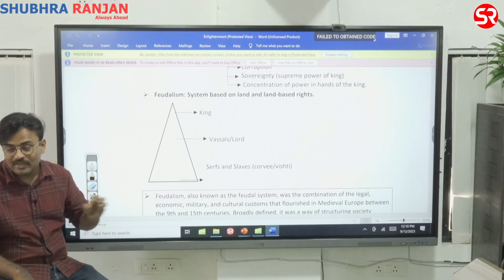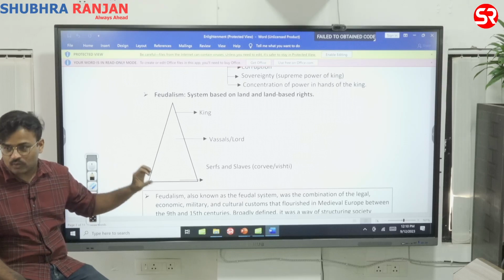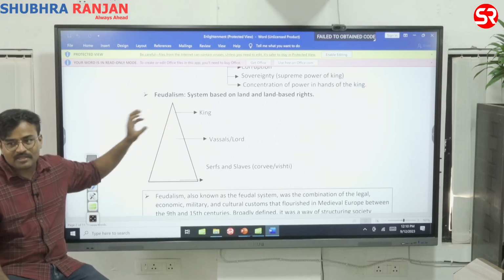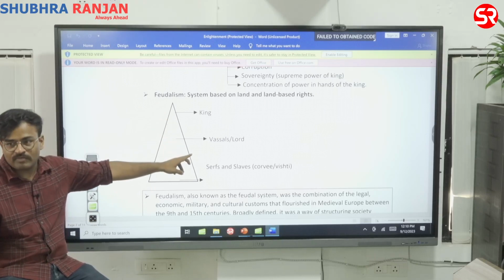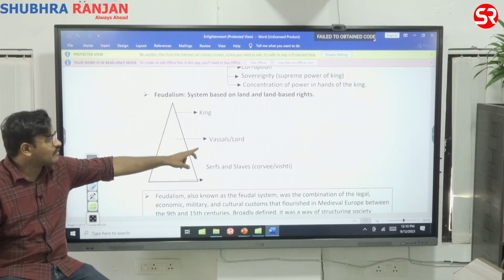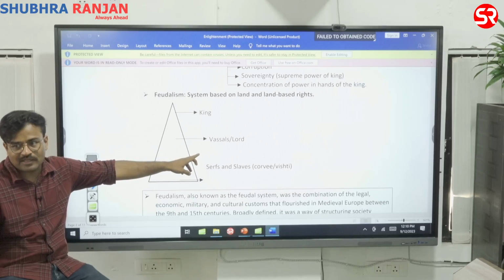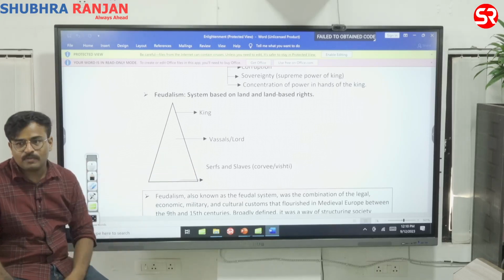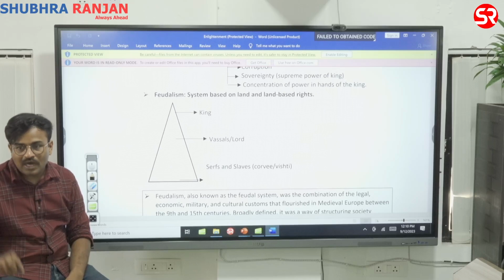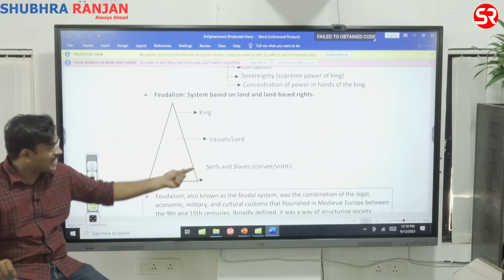So here, the idea is politically, economically, and socially, the largest landowners will be the most powerful people, sir. Did you understand this? So there will be a king. Below him there is a vassal who is also called a feudal lord, sir. Add the word feudal there. Feudal lord. And below them there will be these people who are called serfs, who are semi-slaves, sir.